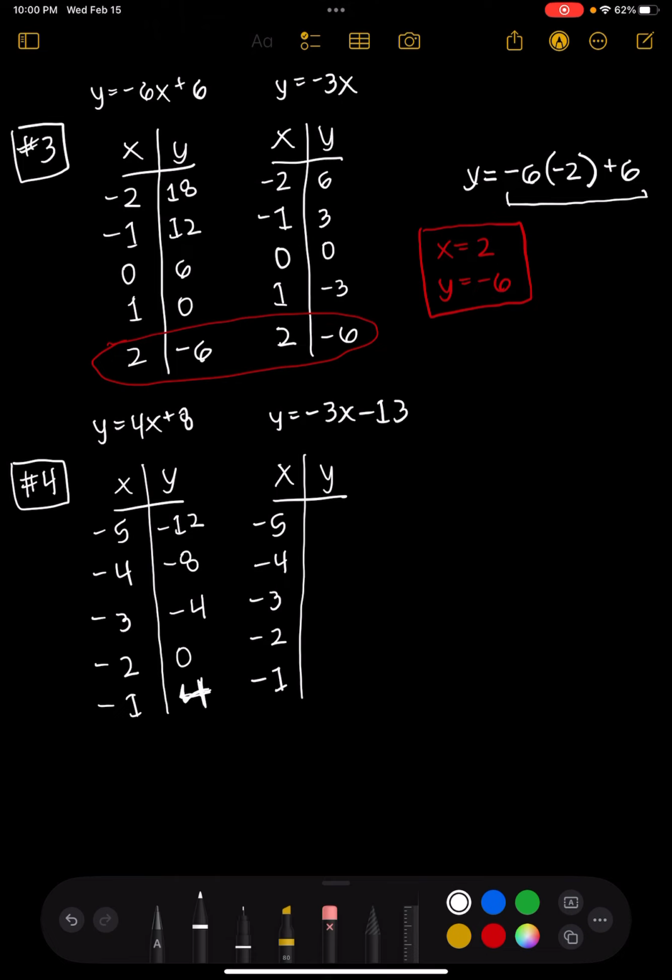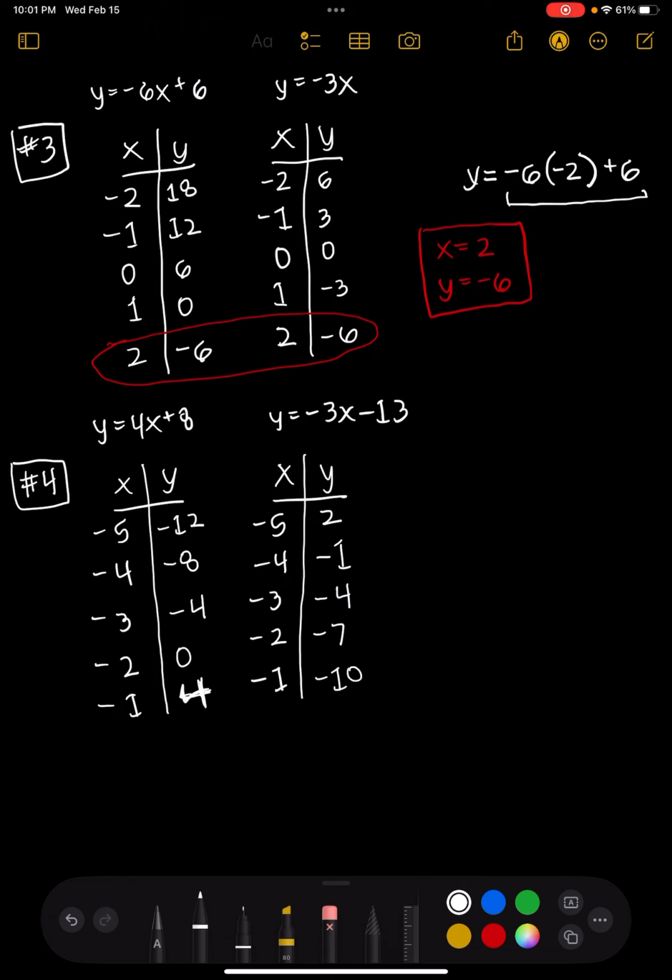All right, now let's do the second equation. So when I replace the x with -5, it's -3 times -5 minus 13, which gives me 2. When I replace it with -4, I'd get -3 times -4 minus 13, which gives me -1. When I replace it with -3, I would get -4, and then -7, and -10. Sorry, that one was a little bit harder for me to do.